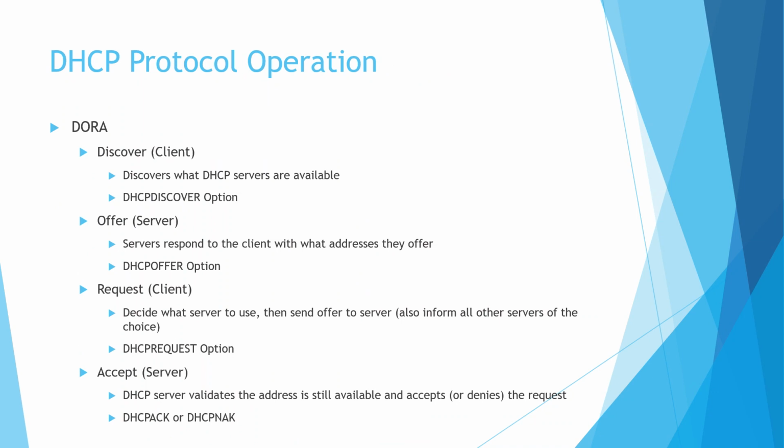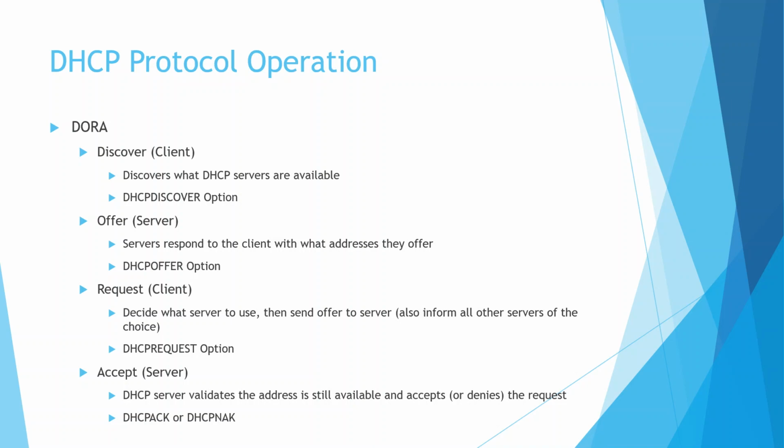So as I mentioned before, we have this whole DHCP protocol, and we have this main process where we go discover, offer, request, and acceptance or accept. The way that you can remember this is Dora the Explorer, I guess you could say. But DORA is how I've always remembered DHCP. So we discover, we offer, we request, and we accept.